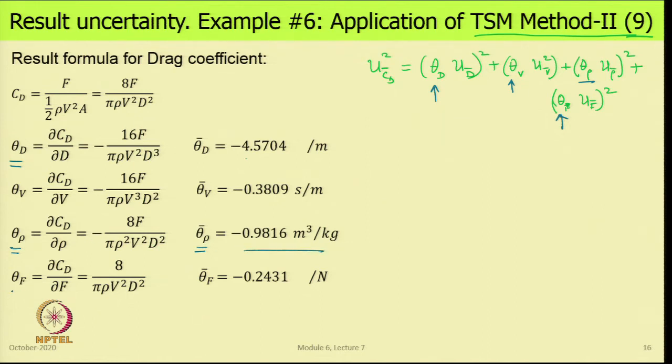And finally, the sensitivity coefficient for the force, and we get this formula, substitute the numbers into each one of these, and this is the number we get, and the units of each one of them are written here. This is per meter, this is seconds per meter, this is meter cube per kg, this is per Newton. So, thetas are all dimensional, but their dimensions are not the same as the result or the measurand. This is something different. So, thetas are calculated now.